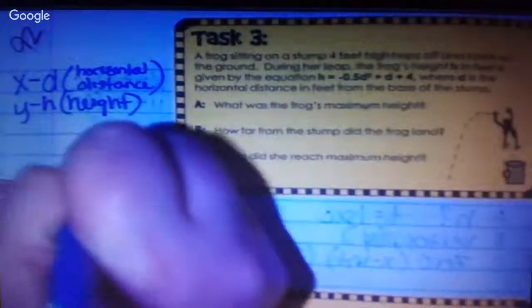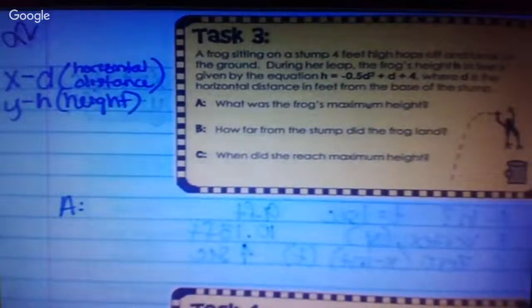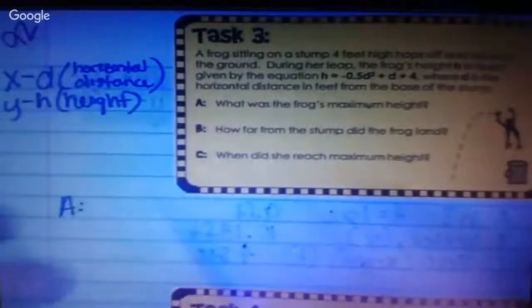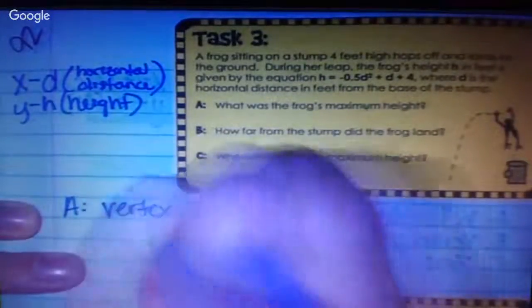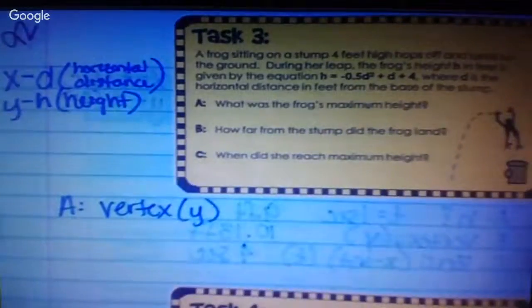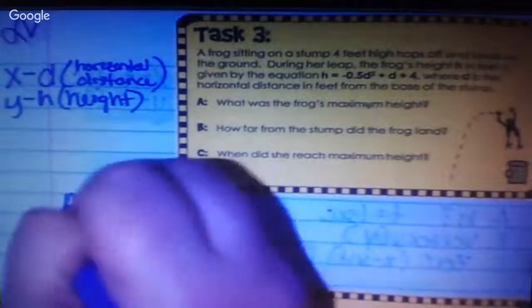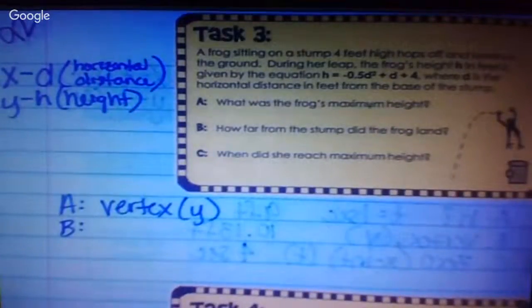Okay, let's break this down, Giggles. What are we looking for if I want to know what the frog's maximum height is? Vertex. You almost had it. At least you know it was the Y. Giggles, that's just going to be her name from now on. I'll show you later.